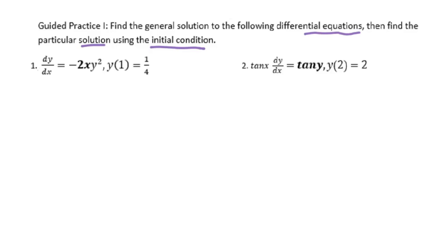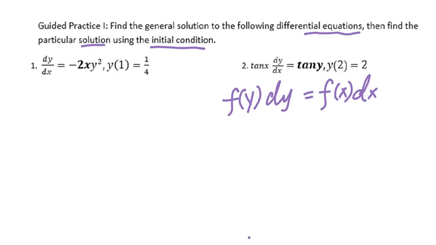Number 1, dy by dx equals negative 2xy squared. For separable differential equations, you need to set up dy over f of y equals dx, here's f of x. Then you can take the integral of both sides to solve for y.